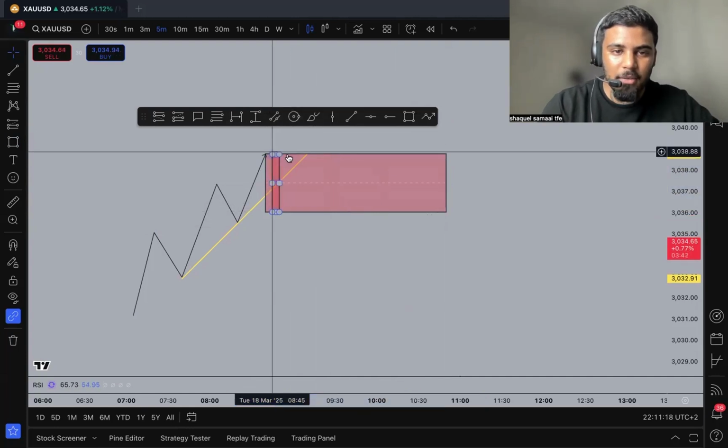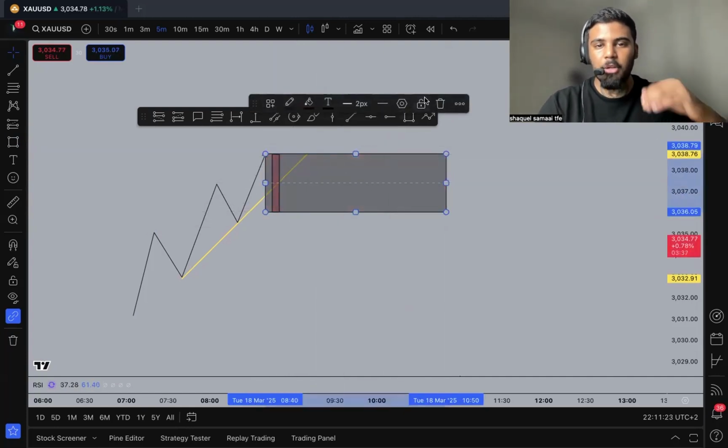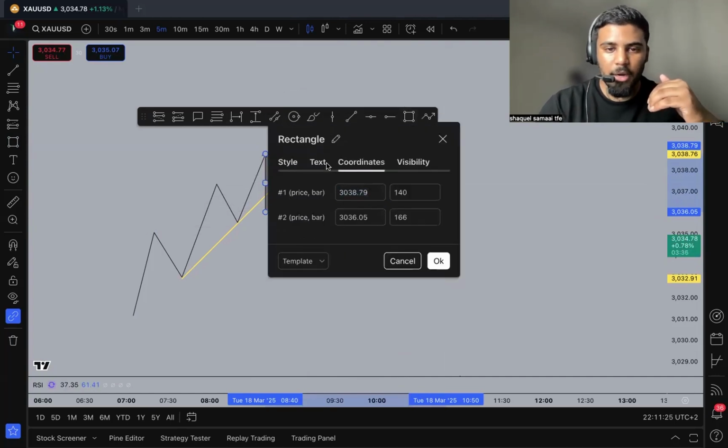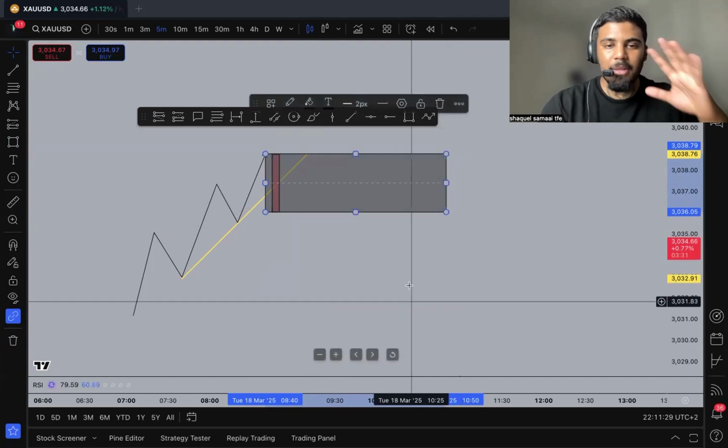Okay, so I have a setting for this one. It's a very important setting, guys, because my stop loss goes right in the middle. So I want you to take the settings down. That's the setting. Here we go. It needs to have a middle line. That's going to be the settings, guys.